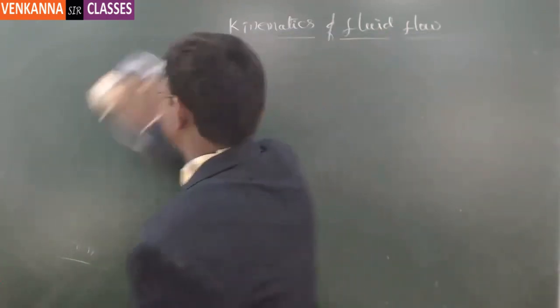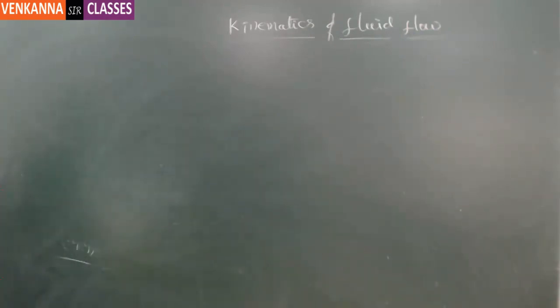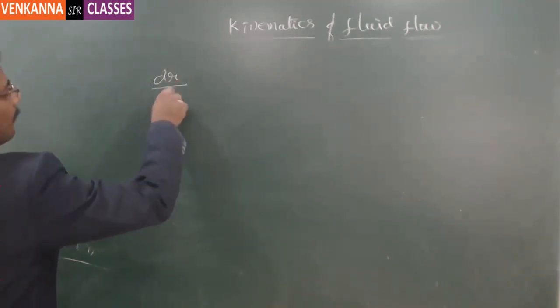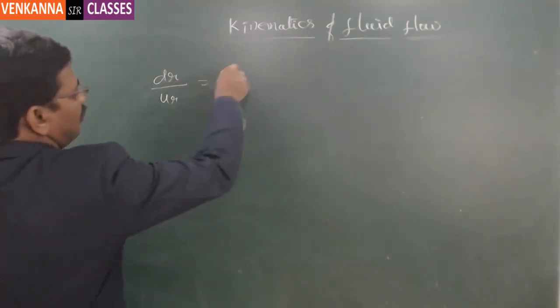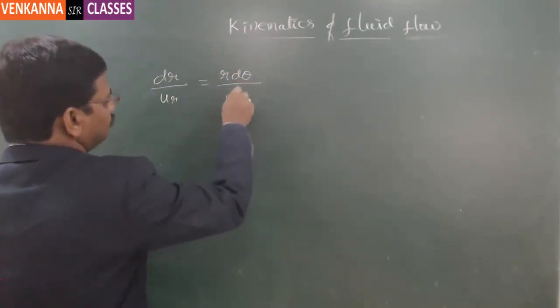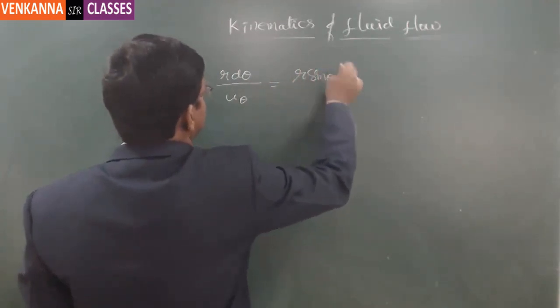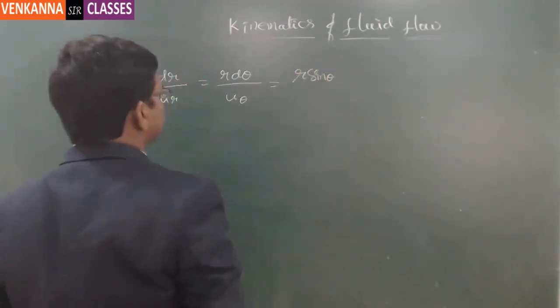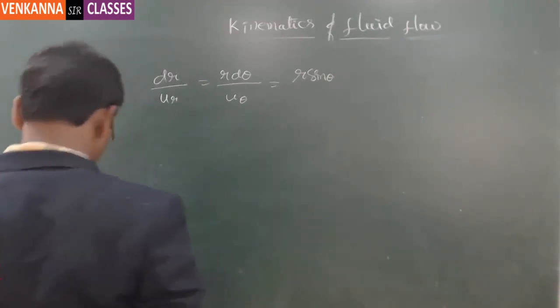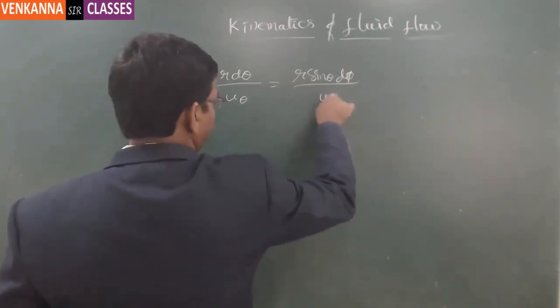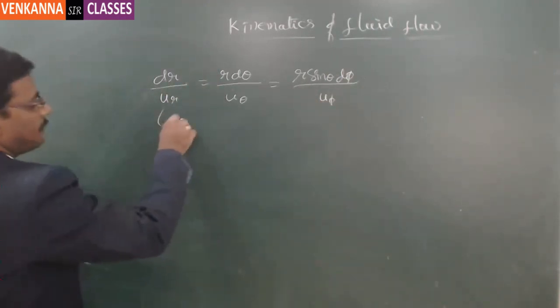Suppose these streamlines are asked to be found in the polar coordinate system, then you have to adjust the equation correspondingly. That is, dr by ur is equal to r d theta by u theta. In spherical coordinates, r sin theta d phi divided by u phi. So these are the velocity components.